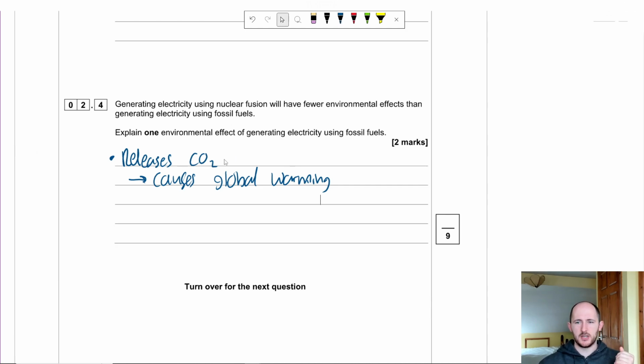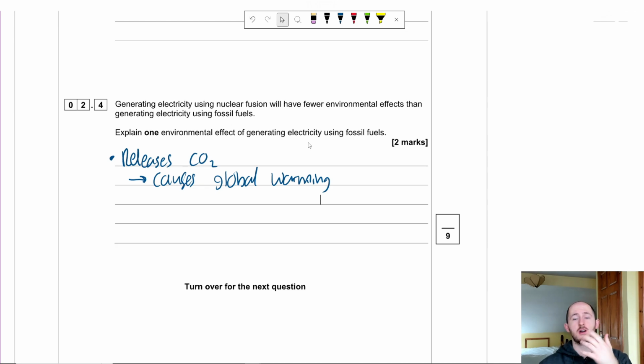But what else? You could say releases particulates, which can lead to global dimming, for example. So particulates are small particles in the atmosphere, which will reflect light away from the Earth, which is not good. It can also cause breathing problems for people with asthma, which is why you actually find that asthma is a lot worse when you live near an airport, because of the particulates from the jet engines on planes, as an example.